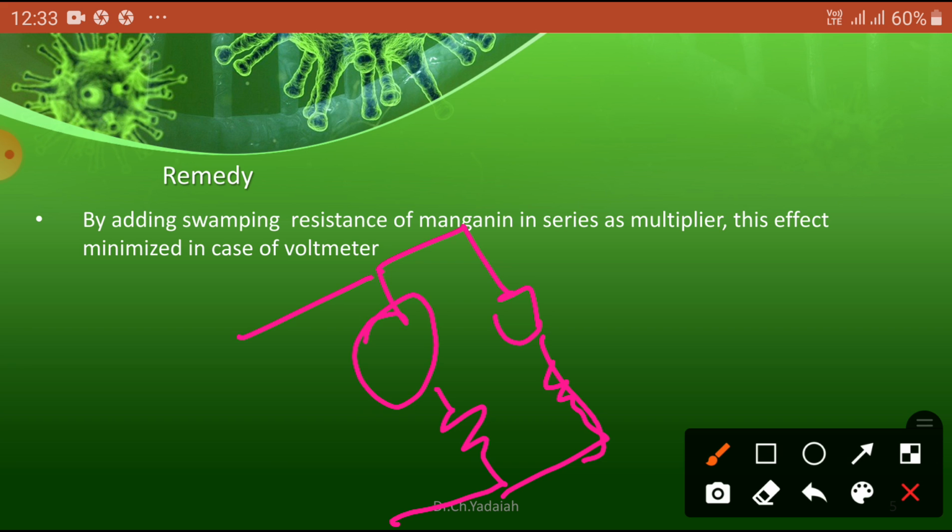The swamping resistance has an alpha that should be constant; it does not change its resistance with the change in temperature. Such a material is manganese, which has a very low temperature coefficient irrespective of the temperature. So it is used as a swamping resistance. Even with a change in temperature, the value of the series resistance, known as the multiplier, does not change, so it does not affect the readings. Okay, you already know this from the last class.